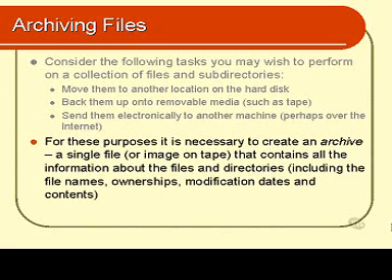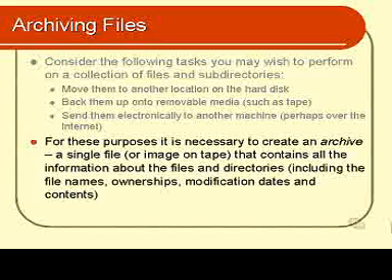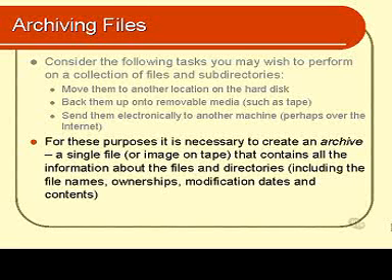An archive is either a single file or it is an image on tape or disk that represents all of the files and directories that you have decided to treat as a unit. You'll be storing in that file or in that image the file names, their ownerships, their modification dates, and, of course, their contents. All that information will be stored in a single place, in a single file or on tape or disk as an image.